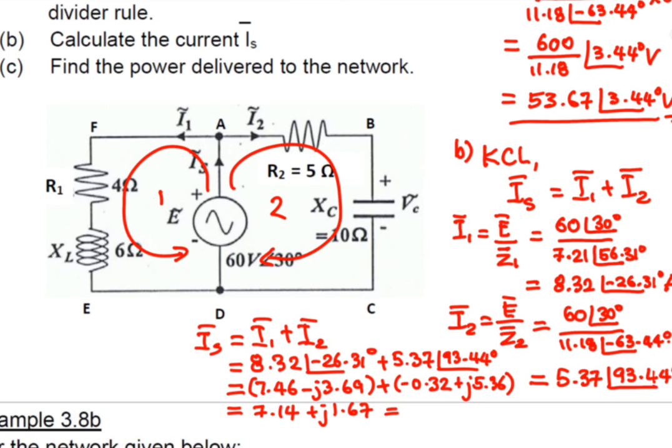And converting that back to polar form, that will be 7.33 angle 13.19 degrees, which is in ampere. So that's the total current IS.